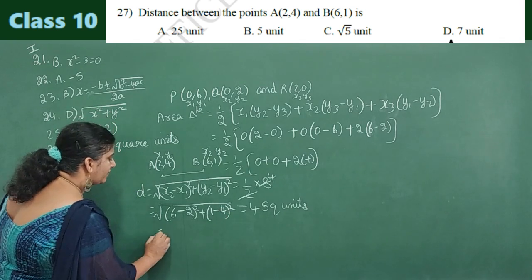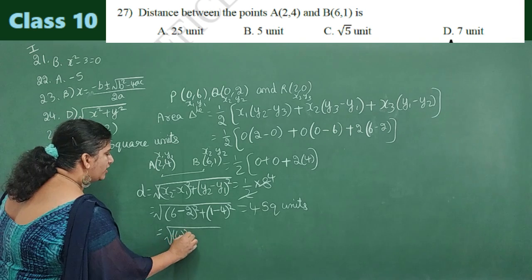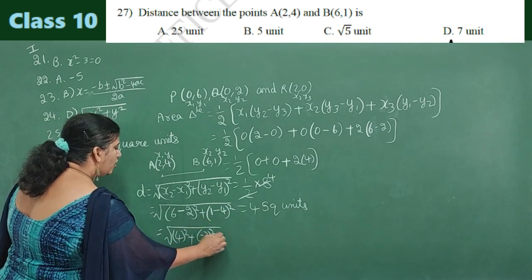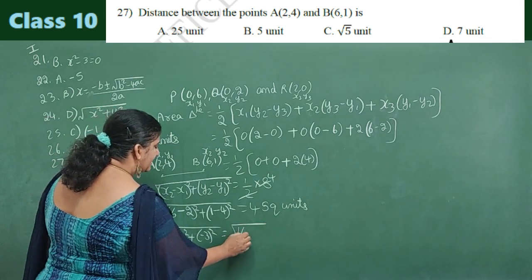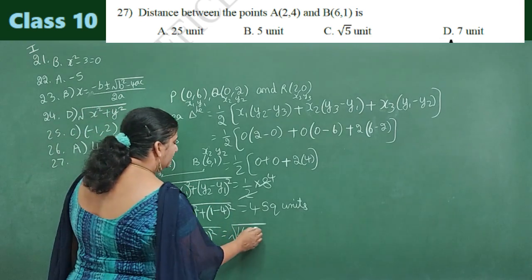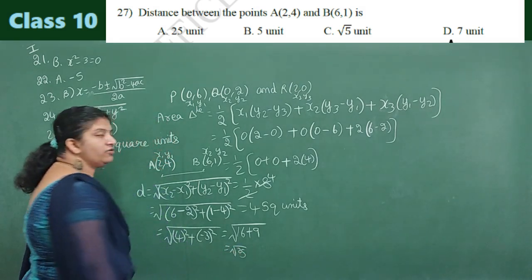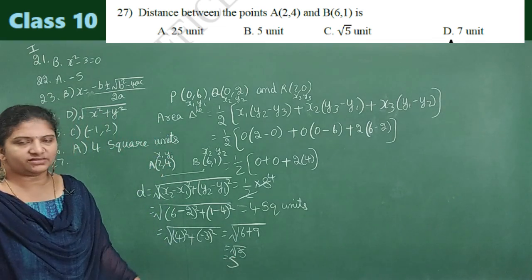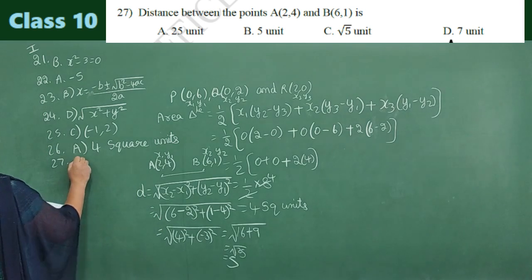Square root of (6 minus 2 is 4) 4 whole square plus (1 minus 4 is minus 3) whole square. Square root of 4 fours are 16. Minus 3 into minus 3 will be plus 9. 16 plus 9 is 25. Square root of 25 value is 5. Therefore, your answer is 5 units. That is your option B, 5 units.